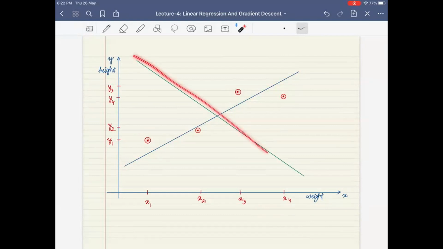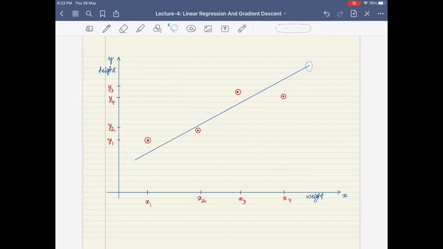The green line is an opposite line. It says that if your weight increases, height decreases, so this green line is certainly not a good choice. We will try to decide which line is the best line later on. We'll have a discussion about that, but later. Let's first stick with one line, which is this blue line. How I found this blue line is a different question. We'll try to answer that later.